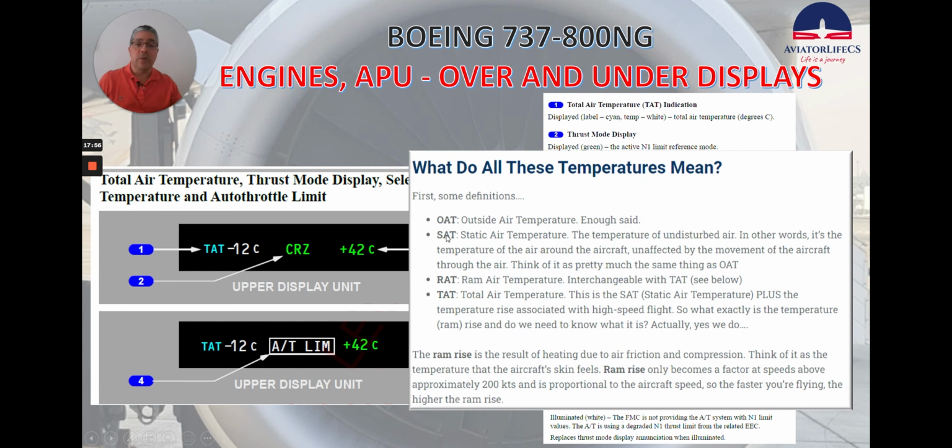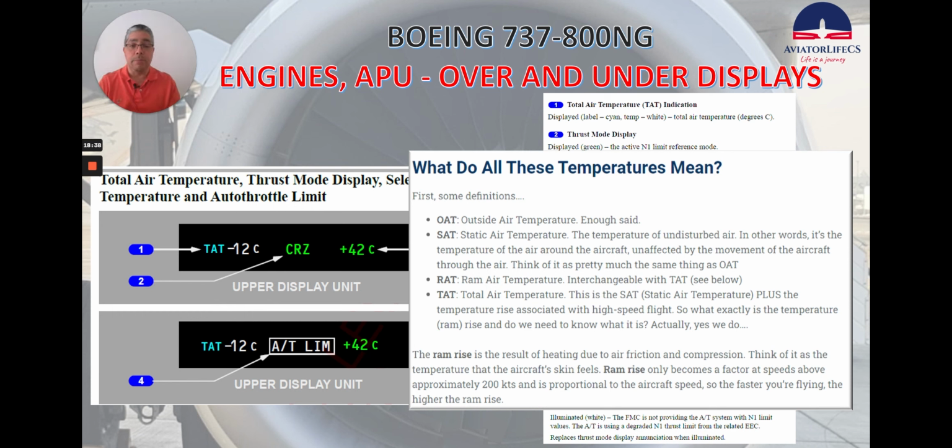Now, if we want to talk about these temperatures a little bit, just to understand what the total air temperature is, if some of you don't know, I found this easy definition here for some of the temperatures. I believe it's good to know. So the outside temperature is the outside temperature. The static air temperature is the temperature of undisturbed air. In other words, it's the temperature of the air around the aircraft. It's not affected by the movement of the aircraft through the air. Think of it as pretty much the same thing as the OAT.